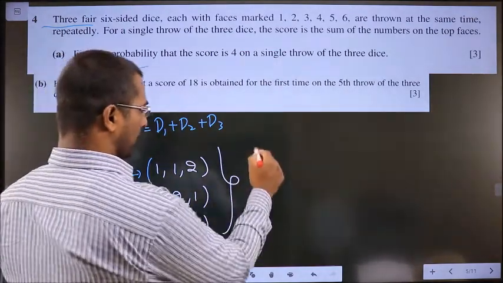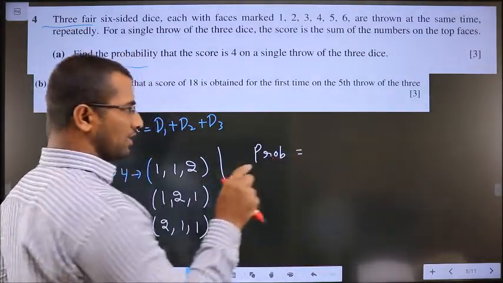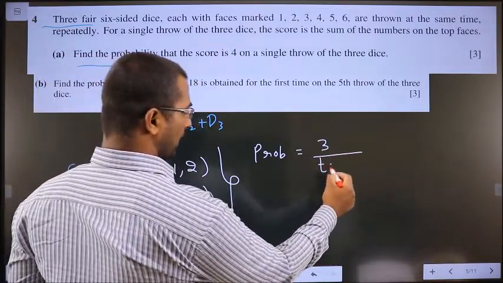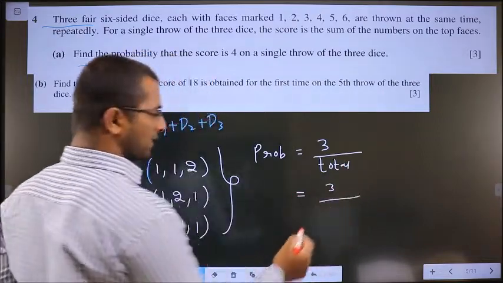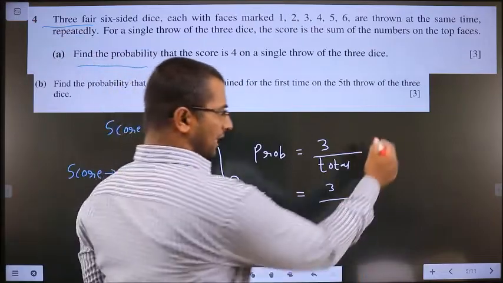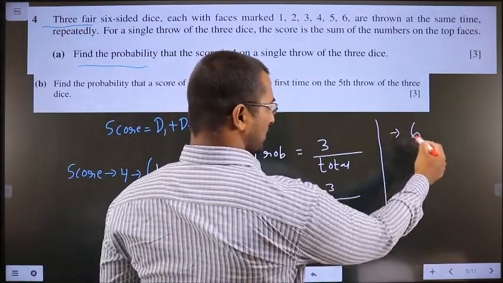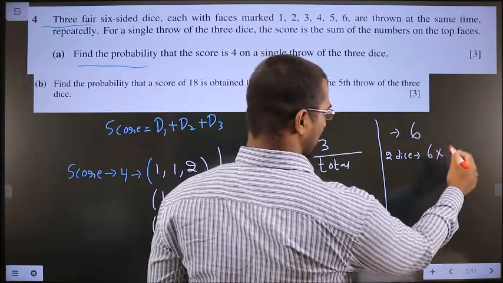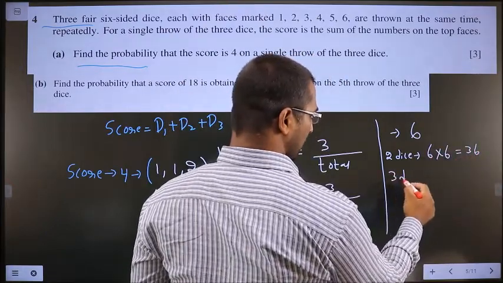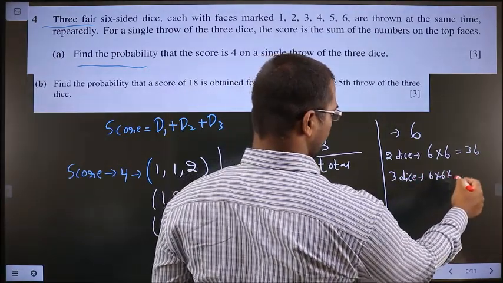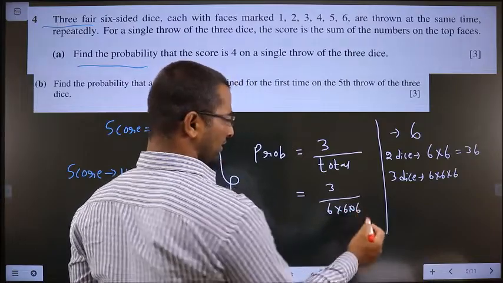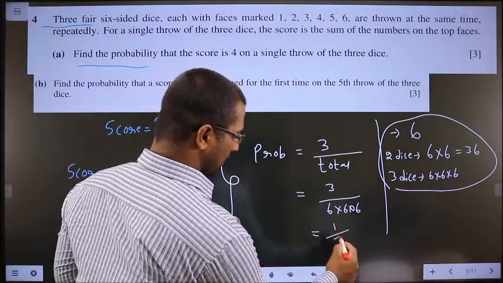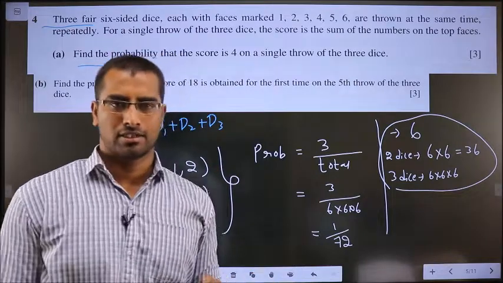Clear? So to get the probability, number of brackets satisfying the condition are 3. To get the probability, I should divide it with the total. So what is the total? See, when one die is thrown, total outcomes are 6. When you are throwing 2 dice, number of outcomes will be 6 into 6. Whenever you are throwing 3 dice, number of outcomes will be 6 into 6 into 6. Clear with this analysis? Okay. So this is nothing but 1 by 72 will be your answer.